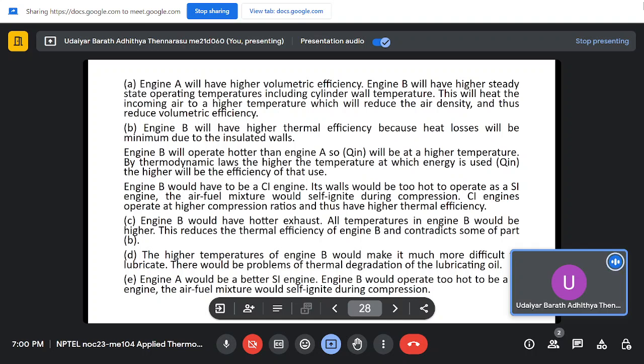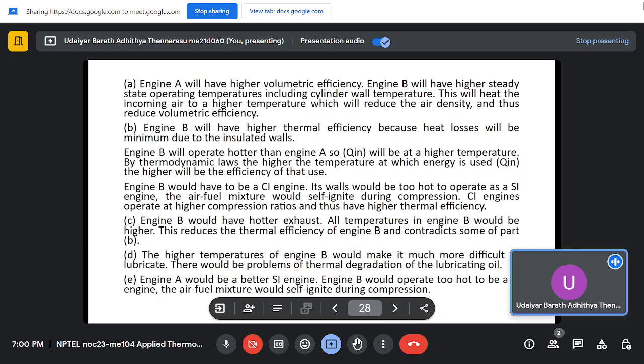The next question was, which engine will have higher thermal efficiency? Engine B will have higher thermal efficiency, because there is no heat transfer happening, so very little heat is being lost. Heat loss is energy lost, so you are losing energy there and it is not getting utilized. In engine B, you are not losing any energy because of the adiabatic condition, or because of the insulation. So this will have a better thermal efficiency compared to engine A.